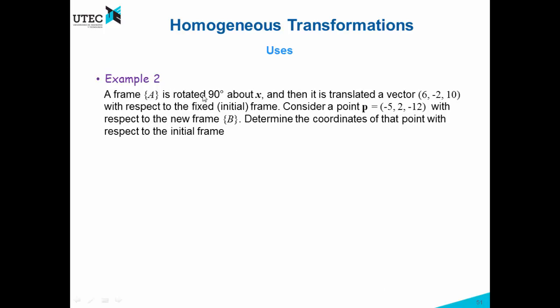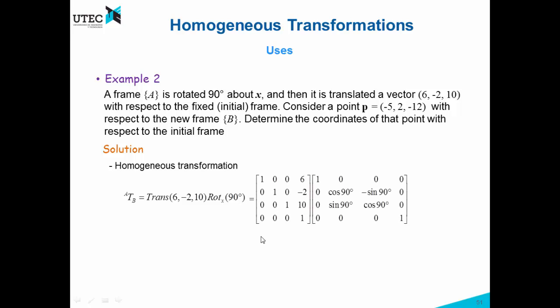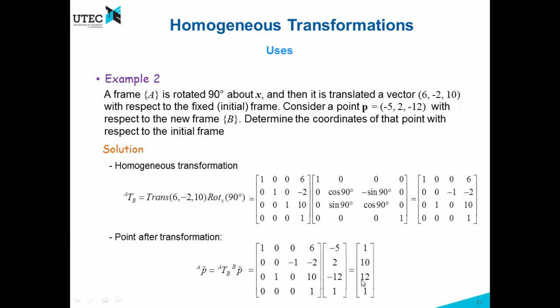We have a frame A that is rotated first, and then it is translated with respect to the initial frame. So we first rotate, and then we translate with respect to the fixed frame. So it's a pre-multiplication. Then we consider a point with respect to the new frame, and we want to determine the coordinates of that point with respect to the initial frame. So this transformation is B with respect to A. Now this point is in B, so we just have to multiply it. This is the first transformation, and then we have the point. We have to multiply with this transformation and with this element.